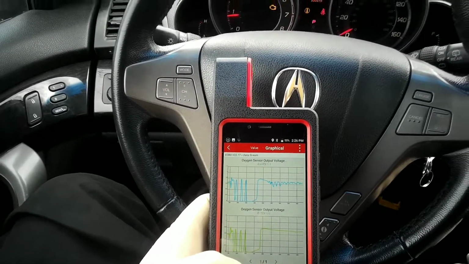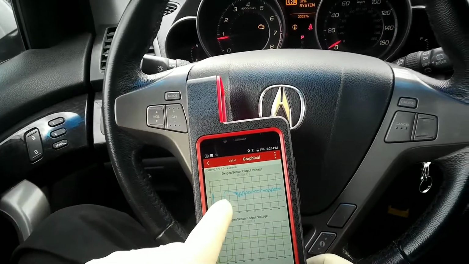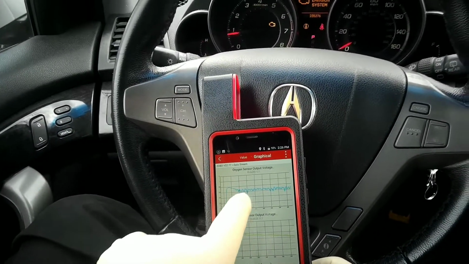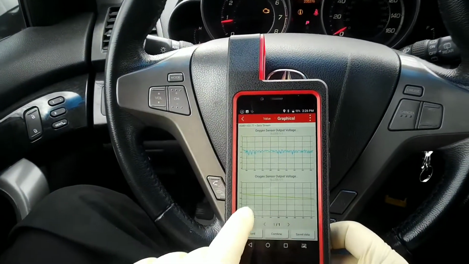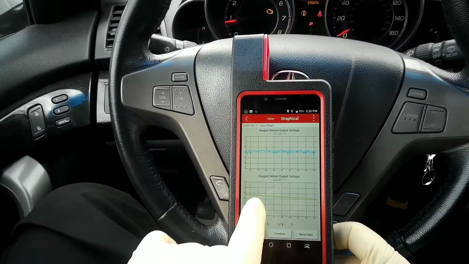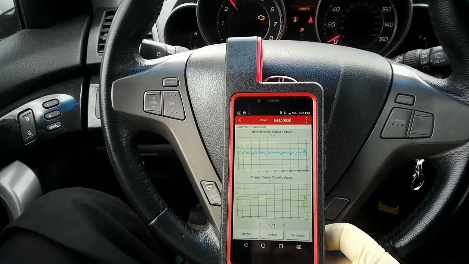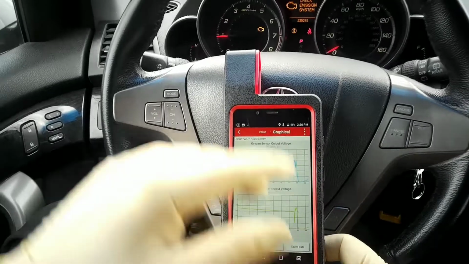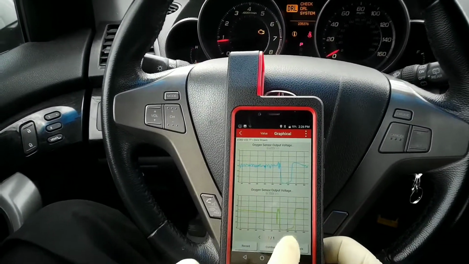Now, notice, after I released the gas, the oxygen sensor reading should have gone back down to pretty much a flat line. If you look at bank 2 sensor 2, notice the only time it spikes is when I give it gas, when it goes from rich to lean, and then it calms down and goes back to a nice little flat line.